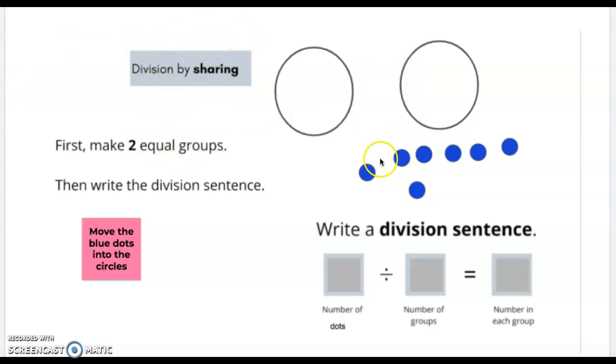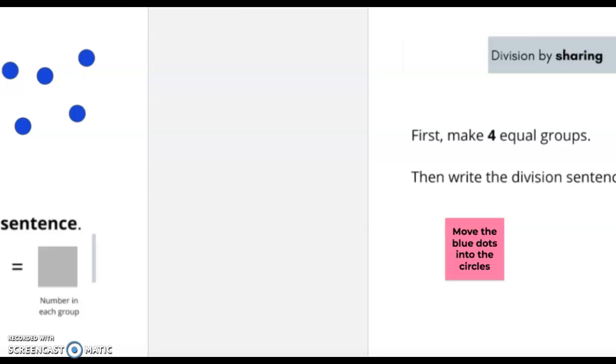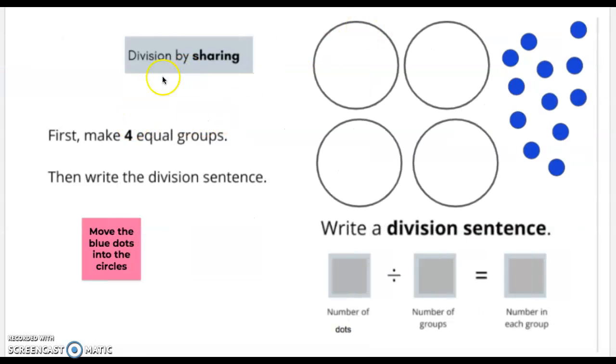It has 2 equal groups. You can move these around. And then write the division sentence. And there's another one. First make one group. And you're going to divide this equally into one group. So think about what that means. And then the last one is first make 4 equal groups. So you have 4, and you have these dots. You can just move them around with your finger and then make sure and write the division sentence.